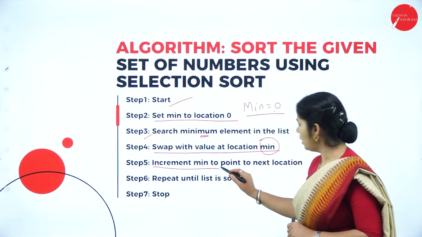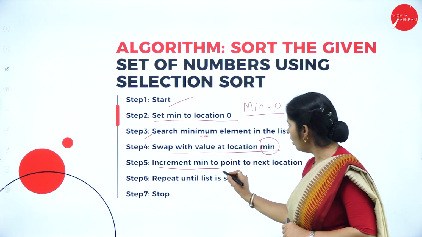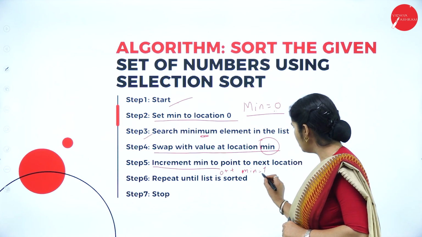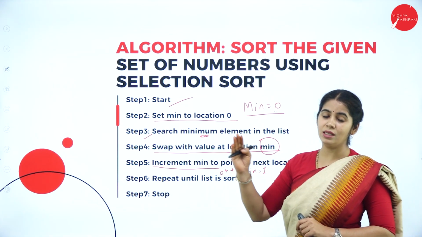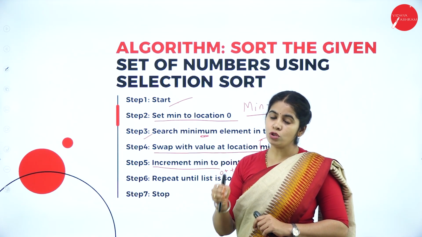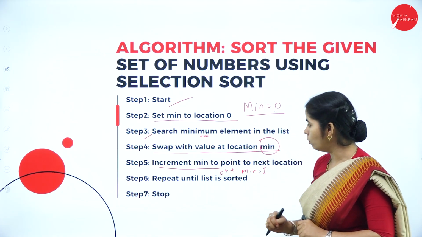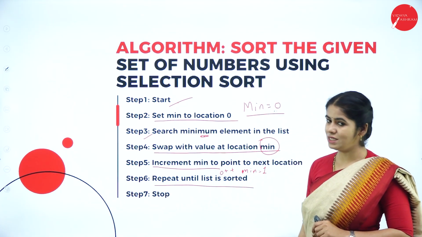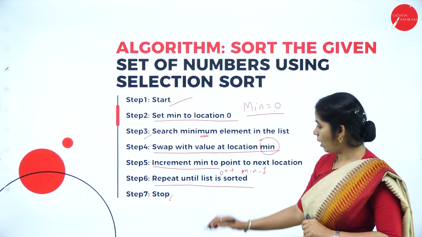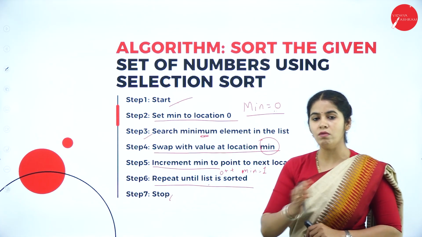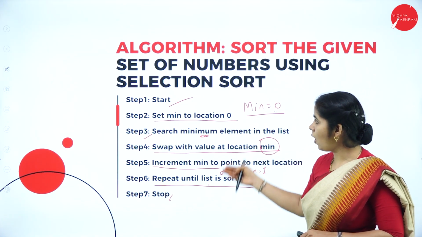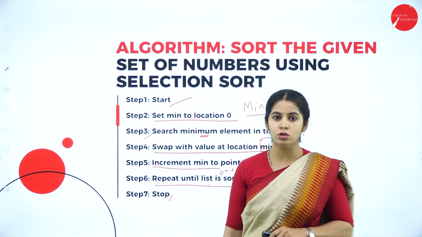Then increment the minimum. Now minimum value was 0. Now 0 will be incremented by 1 and minimum value will become 1. So we incremented the index value, from 0 to 1, to store the next minimum value. Repeat the steps until the list is sorted. Then stop is the last point of your algorithm. Once we have traversed all the elements of the list, we have to stop the iteration. So this is the algorithm for sorting elements using selection sort.